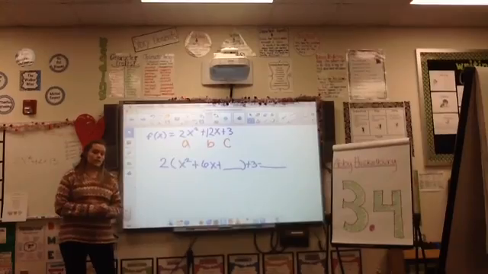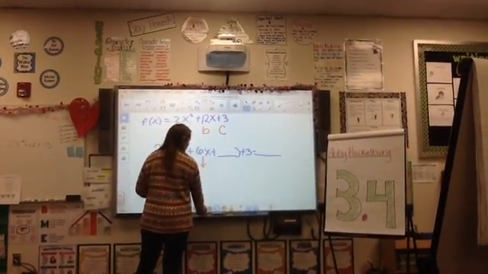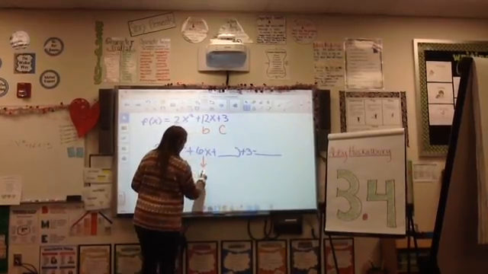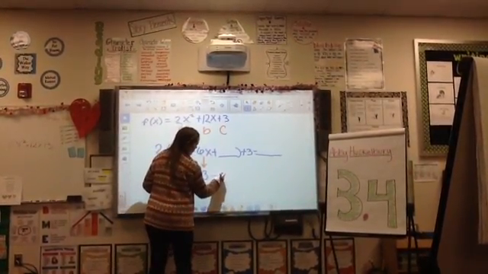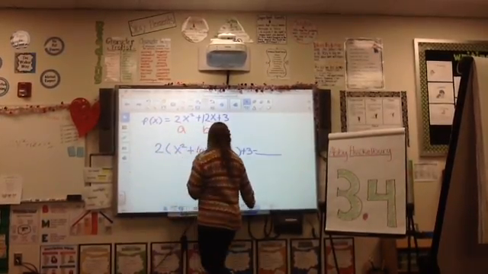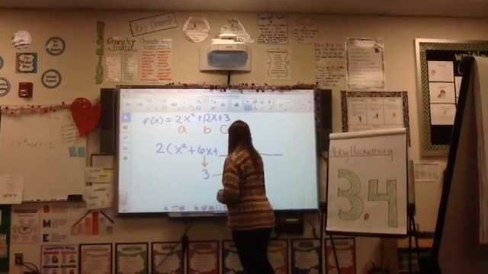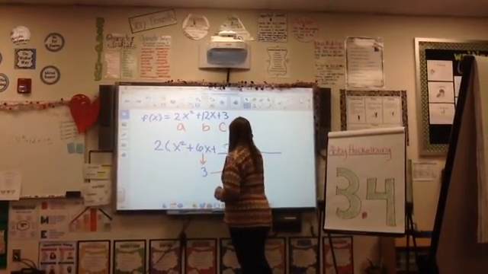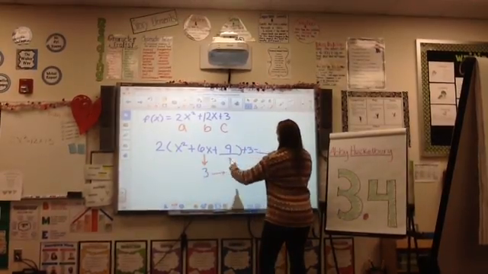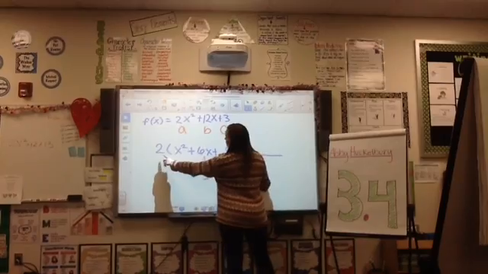Now you continue the steps like in the first example. 6 divided by 2 will be 3, and 3 squared will be 9, which becomes your new C term. Now, because we're going to put 9 over here to balance it out, and it's outside of the parentheses, you need to multiply it by 2.